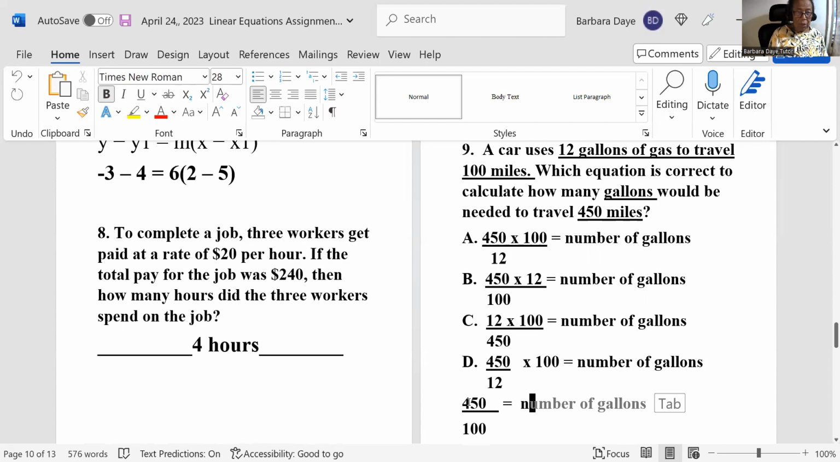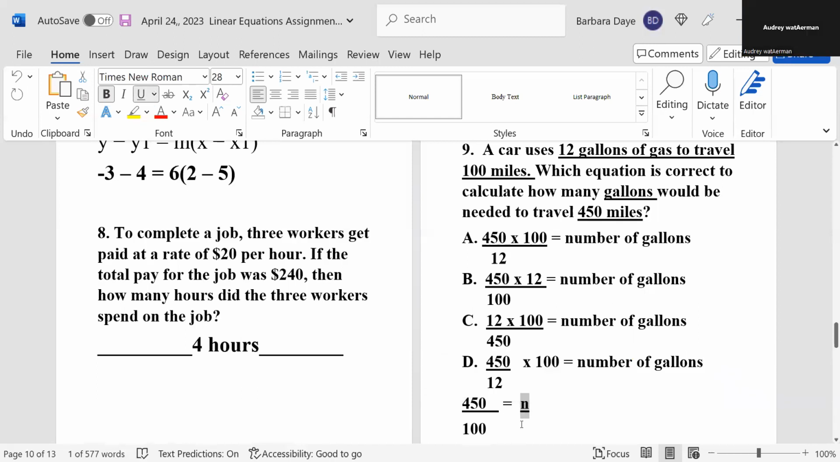Let's see. We're looking for gallons. So gallons was 450 miles, 450 divided by 100 over 12, right? Now, really all you have to do is cross multiply and see which one of those is equal to that. So which one would it be?